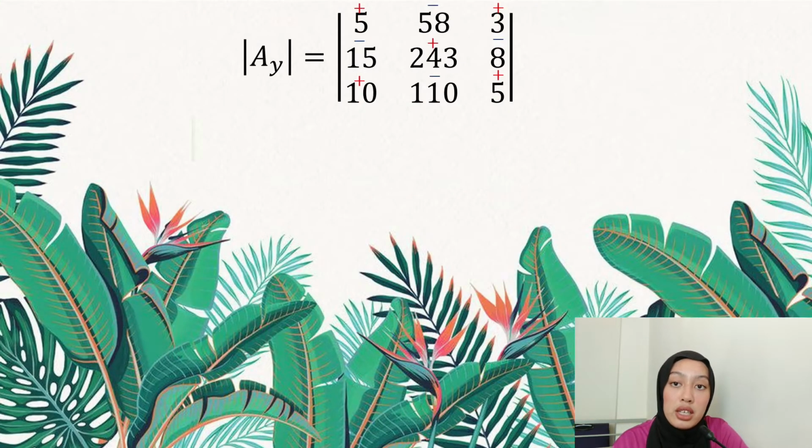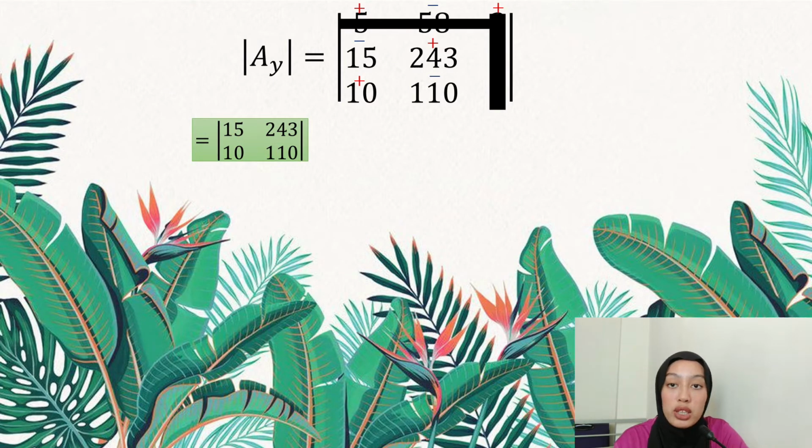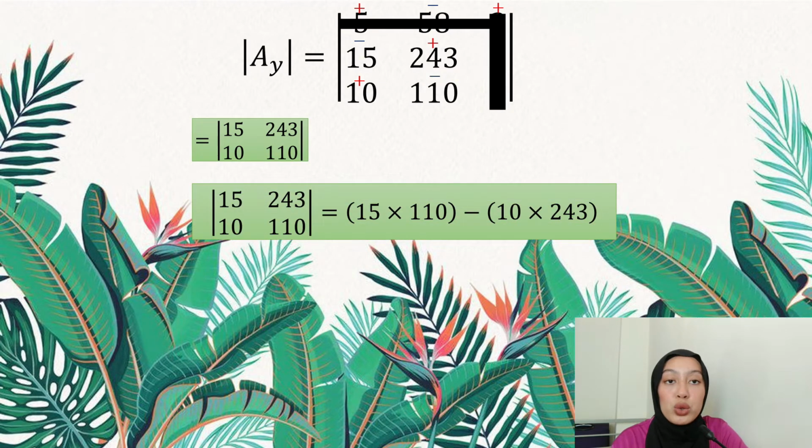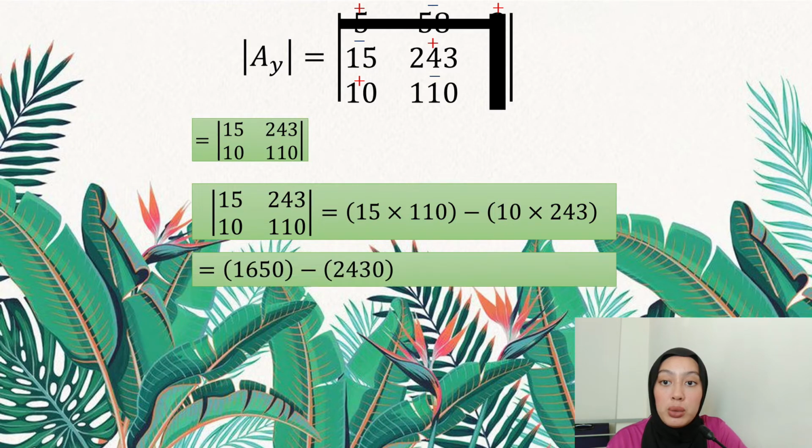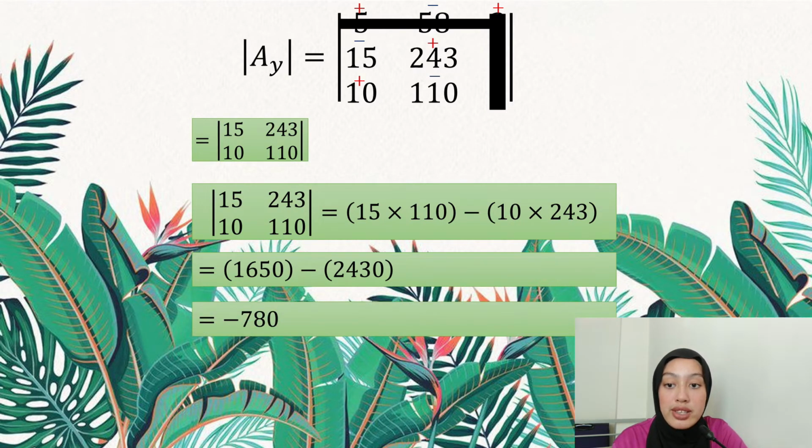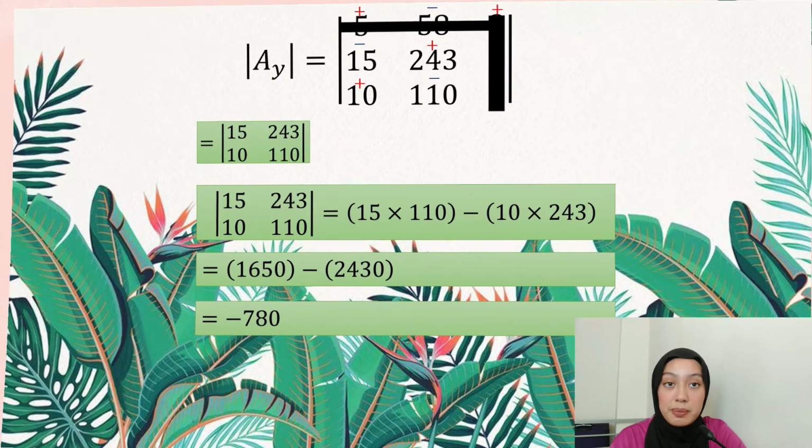Lastly, I will eliminate the first row and third column. So what's left here is 15, 243, 10, and 110. And same as those two previous solutions, we will take 15 and 110, multiply those two and minus it with 10 times 243, and it will give us the answer 1650 minus 2430, and the final answer is negative 780.